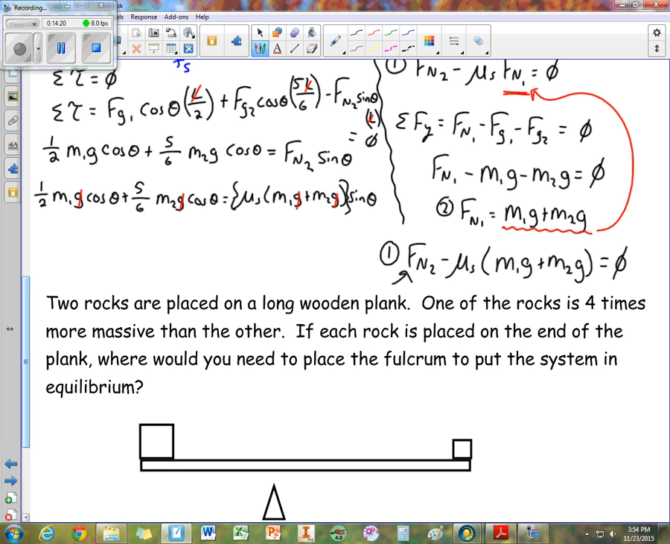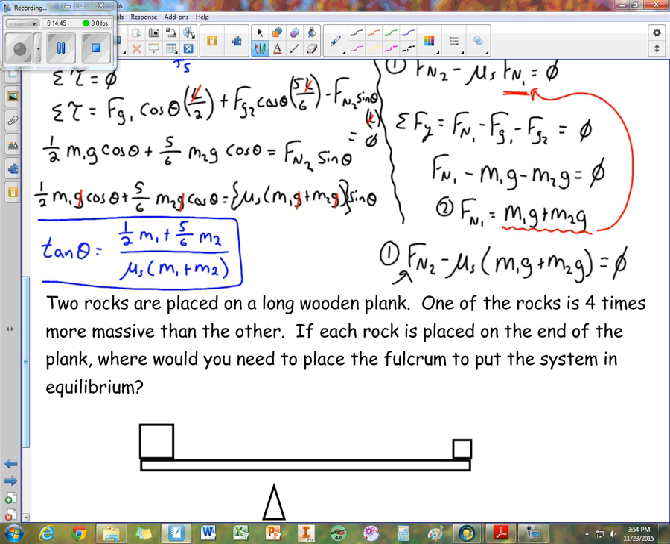So what I'm left with then is tangent of my angle equals 1/2 m1 plus 5/6 m2 divided by mu s times m1 plus m2. And from this expression, we could then use the inverse tangent to calculate what theta would need to be. And that's a lot of fun there. Make sure you go back and take a look at this math. Make sure you understand how to work through this algebra.